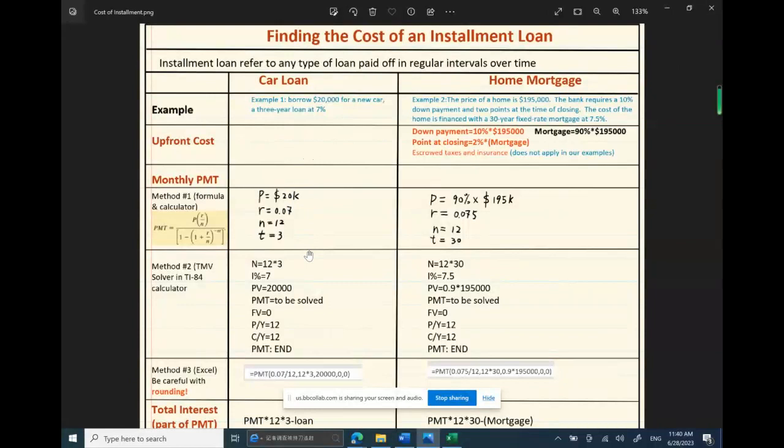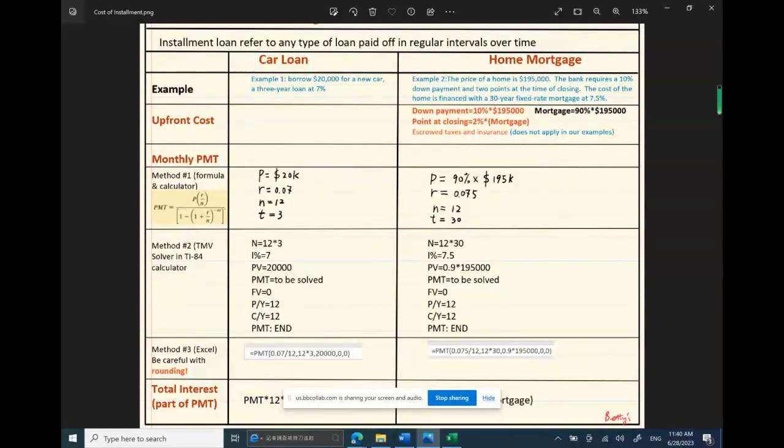Also in this table note, I listed 3 different methods to find the monthly payment if you get a car loan. The first method is to use the formula right here. But as I stressed in my previous video, I do not recommend you apply this method. I strongly recommend you use the second method, the TVM solver in the TI-84 calculator. We're going to go through all 3 methods, and then we focus on the second method.